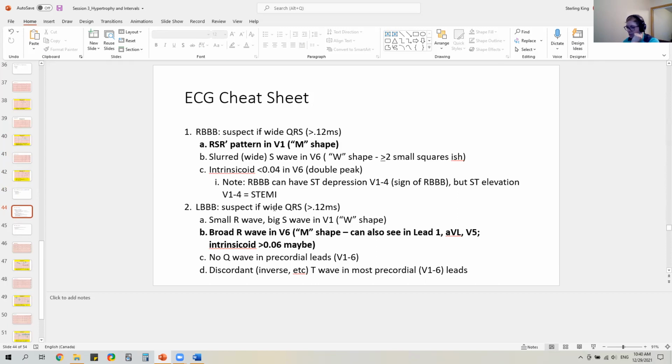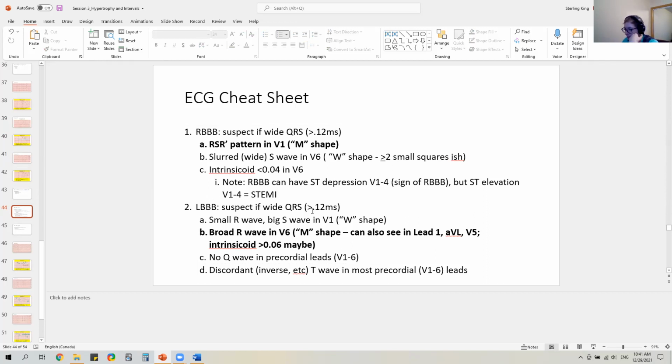Same with the left bundle branch block. If there's a wide QRS, ears go up, you're looking for bunny ears or mountain peaks. If you see an RSR pattern in V1, like an M shape, with a wide QRS, you're pretty well done. That's right bundle branch block. You might see a wide S wave in V6, perhaps. You might see intrinsicoid deflection, which means kind of a slow start, if I remember that correctly, but it's not really as helpful as this. And you could have ST depression in V1 through 4, which would be a sign of right bundle branch block. This is kind of specific, but ST elevation in V1 through 4 could still be a STEMI. Not important this week, important later.